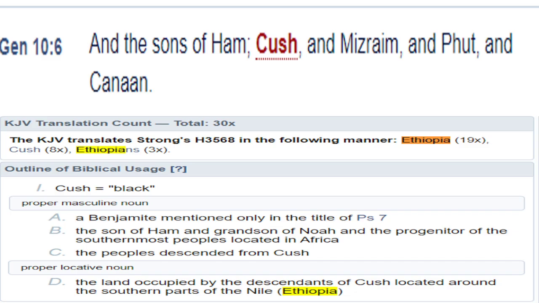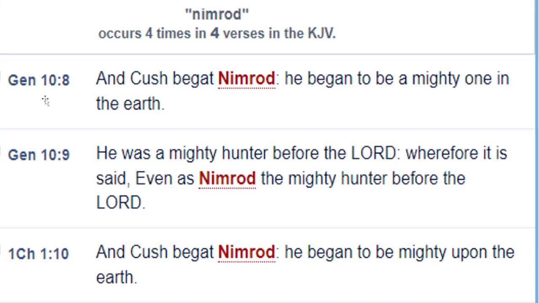So let's go back to Cush. Genesis 10 and 6. And the sons of Ham, Cush and Mizraim and Phut and Canaan, right? So one of the sons of Ham was Cush. That's where you get Ethiopia. We went over that, right? So that's an Ethiopian. Now check this out.